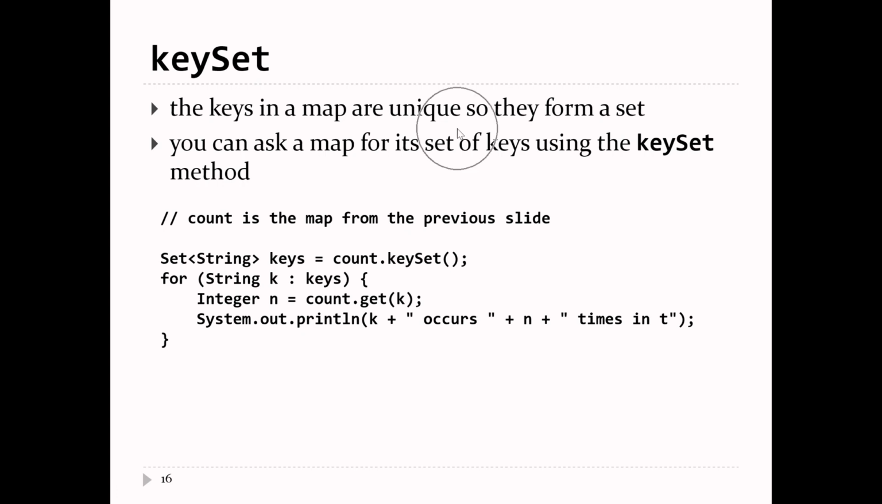All right, so your keys are unique, and that means in Java they form a set. And that's exactly how the map is implemented. It keeps a set of keys, and it keeps the mapping from the keys to the values. So you can ask a map for all of its keys. The method keySet returns the set of keys.